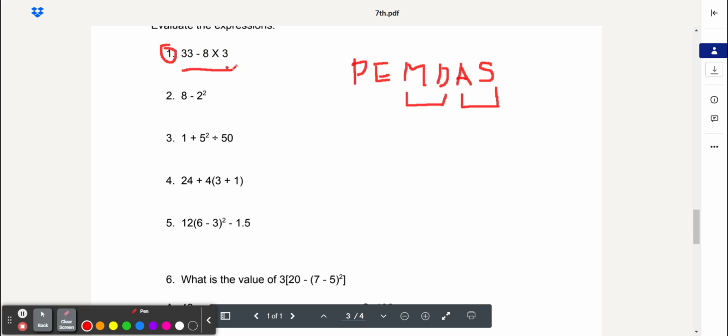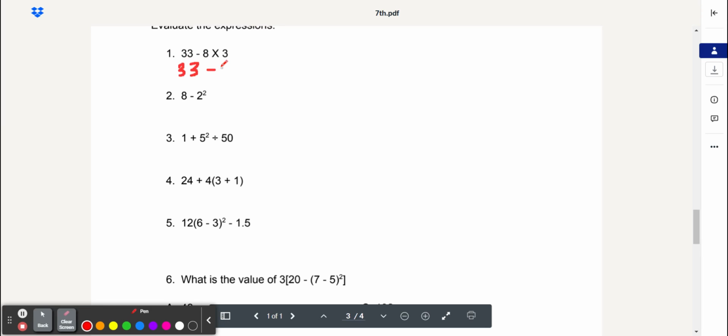If you go from just left to right, you'll end up with 33 minus 8 is equal to 25, and then 25 times 3 is 75. And this would be the wrong answer. This is not a good answer because it doesn't follow PEMDAS. And if you notice, multiplication comes before subtraction. And that means we have to do 8 times 3 before we subtract. So if we were to do that, 8 times 3 is 24. So we have 33 minus 24, and that is 9. So our final answer for number 1 is 9.